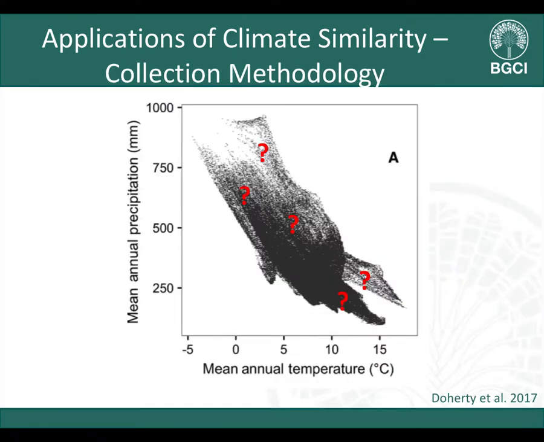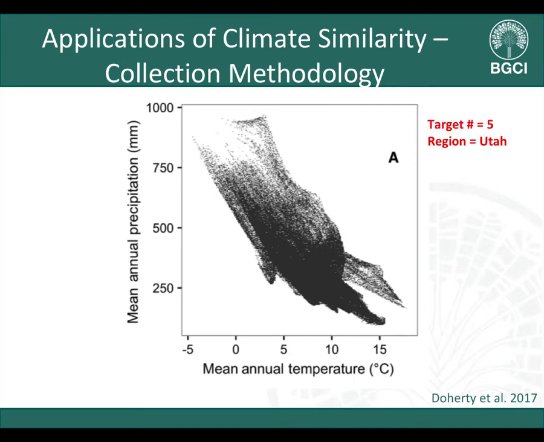Recall that we may capture genetic diversity by collecting from a diverse set of climatic conditions, but how do we decide on what conditions are representative for a region of interest? The Climpart app uses an algorithmic process to answer this question.